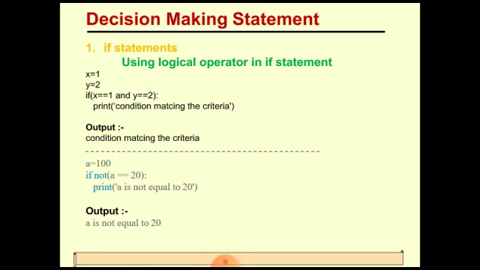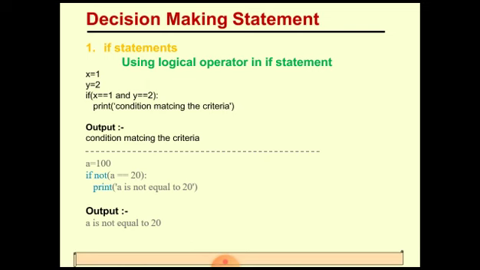Now coming on to the not operator example. The not operator is a special operator, and I have discussed this before also. It doesn't combine two different conditions. Instead, it takes one condition or one relational expression as its operand, and it will just reverse the truth value of that condition. For example, here we are passing the condition a is equal to 20 within the not operator.